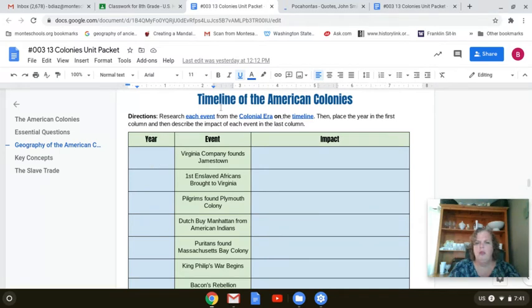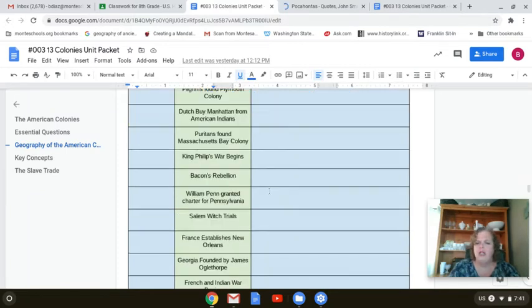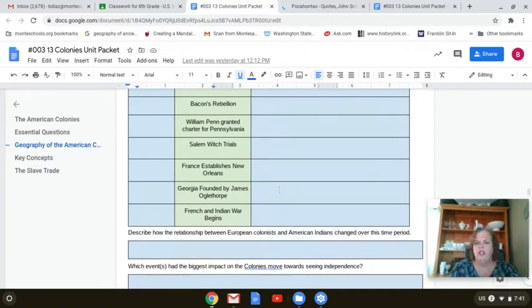So next, there'll be a timeline of the American colonies. And if you click on these terms again, it will help you find the information. Now, please do not copy and just paste. Think about what the impact is and type it in your own words, right? So make sure that you are following the directions.